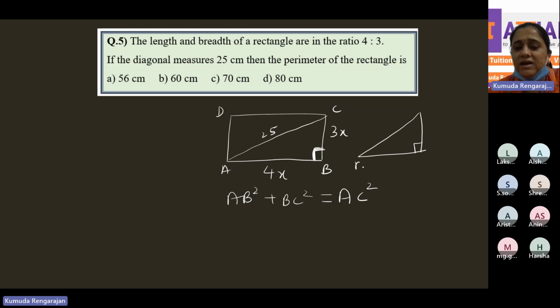This is the triangle ABC, wherein this is 4x and this is 3x, and this is 25. You'll have to use only these sides. Don't use AD and CD. Use the sides of this triangle. Now substitute. What is AB? 4x. So 4x the whole square plus 3x the whole square is equal to 25 square. Correct?